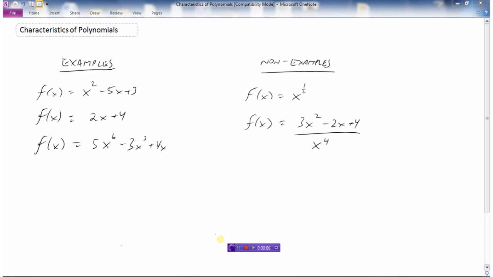We're going to take a look at the characteristics of polynomial functions in this video. So before we get into those properties of those functions, we should talk about what a polynomial function is. So I've given some examples of some polynomial functions.